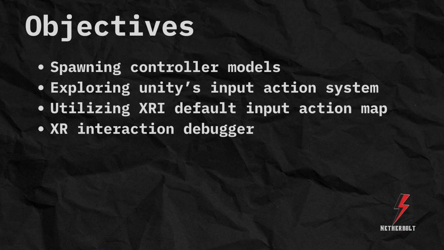For this chapter, there will only be 4 things that we will be doing. The first one is replacing the simple sphere that we used as controllers from the previous video into the controllers that are provided by the sample package of the XR Interaction Toolkit. The next is exploring Unity's input action system and how we can use it in our game. The third one is utilizing the XRI default input action map, which is a preset for the input action system of the VR controllers. And lastly, the XR interaction debugger.